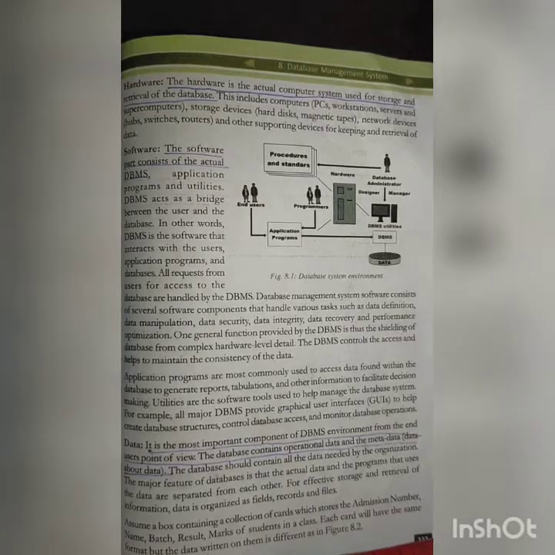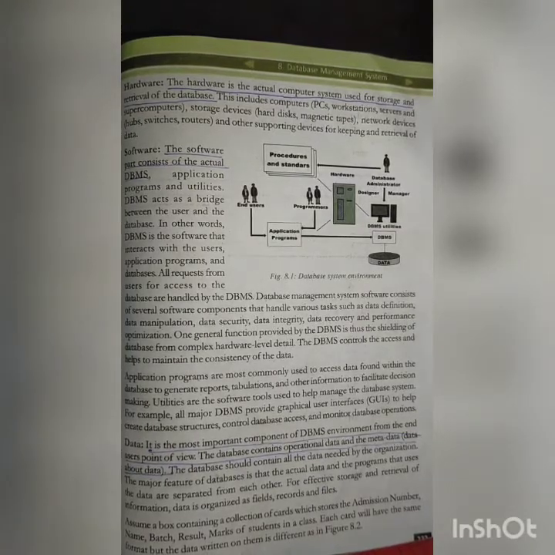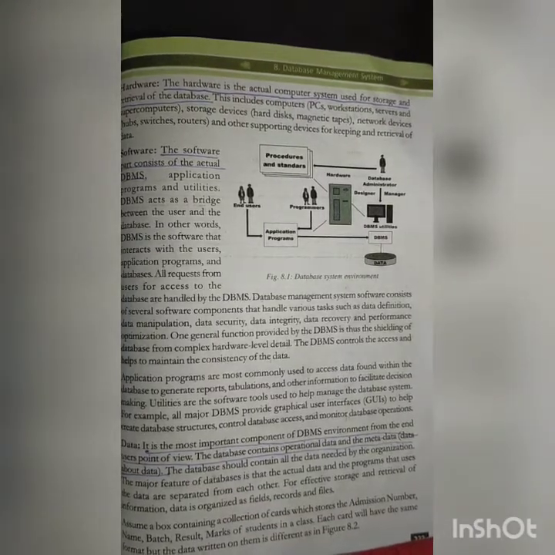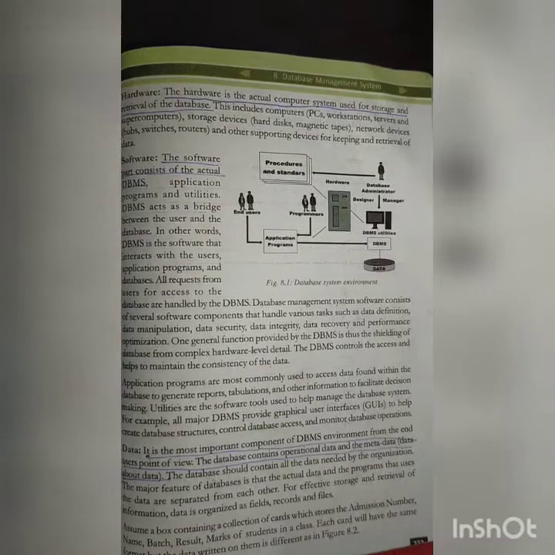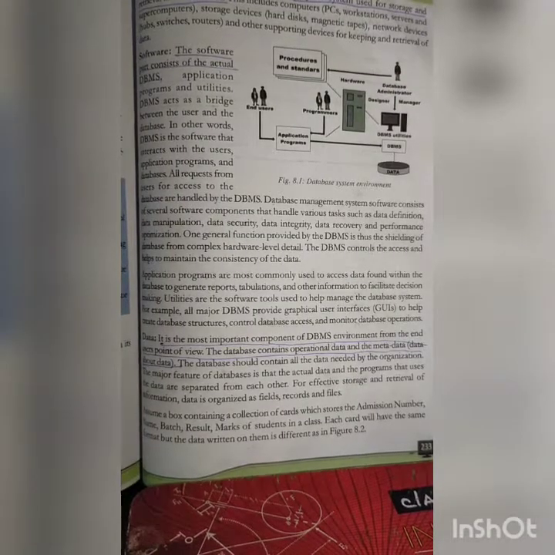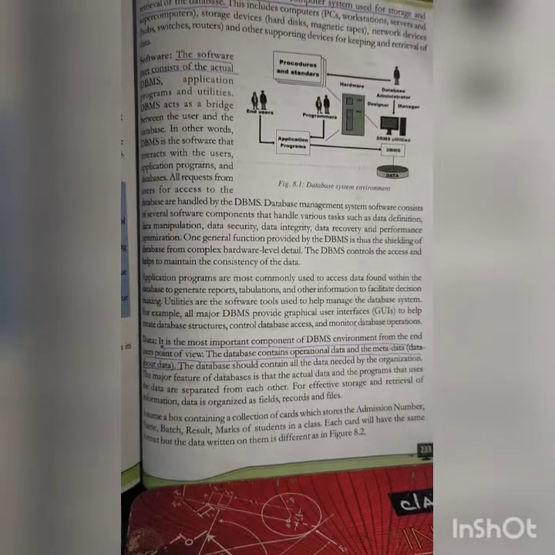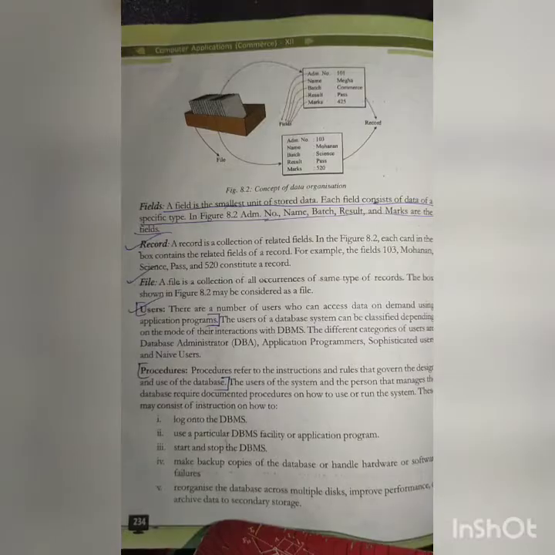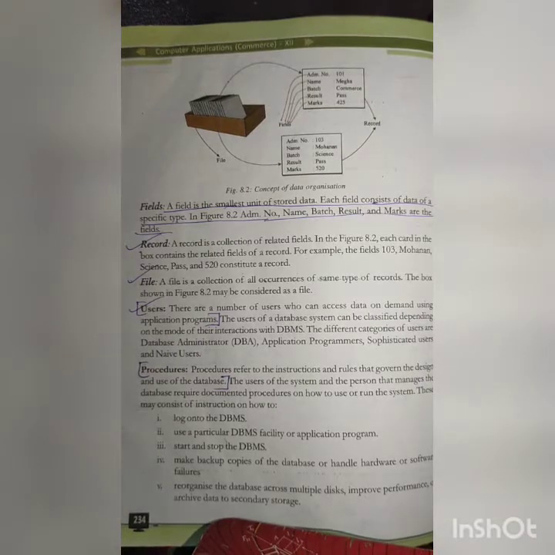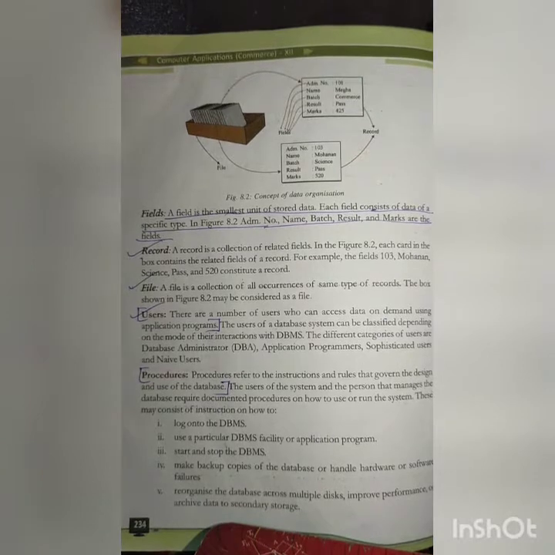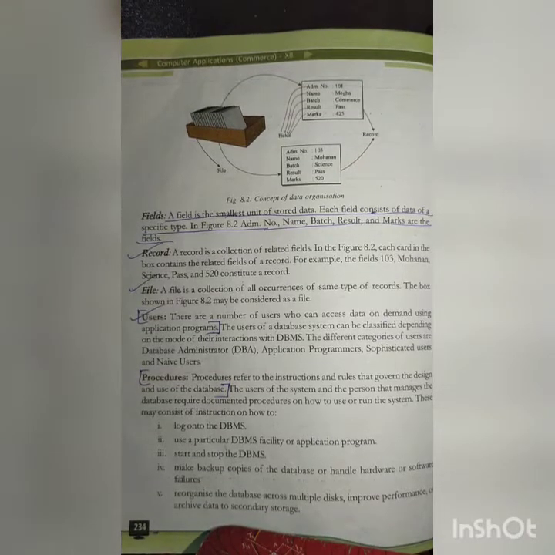Data. It is the most important component of the DBMS environment from the end user's point of view. The database contains operational data and the metadata. For effective storage and retrieval of the information, data is organized as fields, records and files. First one, field. A field is the smallest unit of the stored data. Each field consists of data of a specific type.